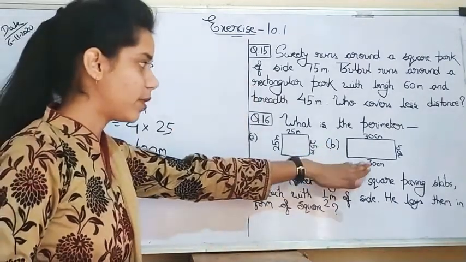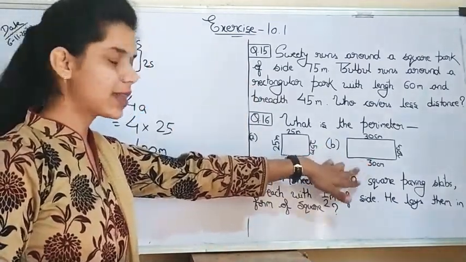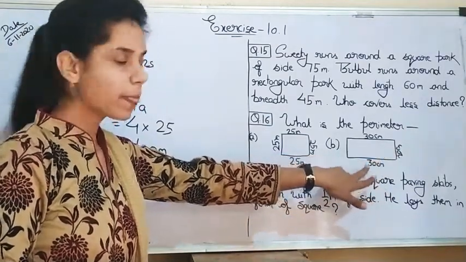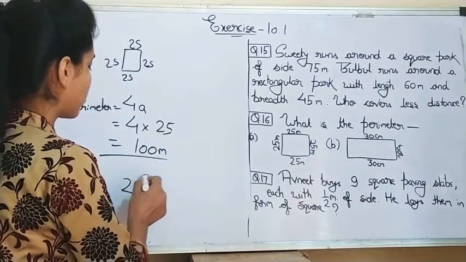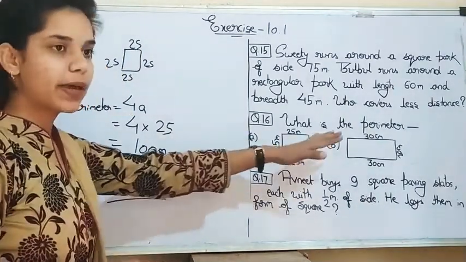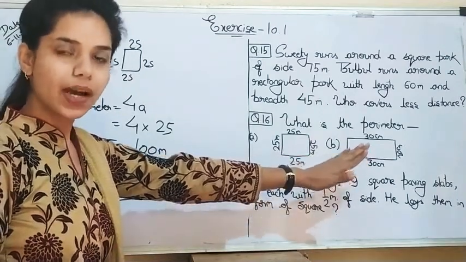If you apply the formula for a rectangle, because its length and breadth are different, here length is 30 and breadth is 20. So if you apply the formula for a rectangle, 2 times (length plus breadth), you will get the perimeter of this rectangle. Understood?